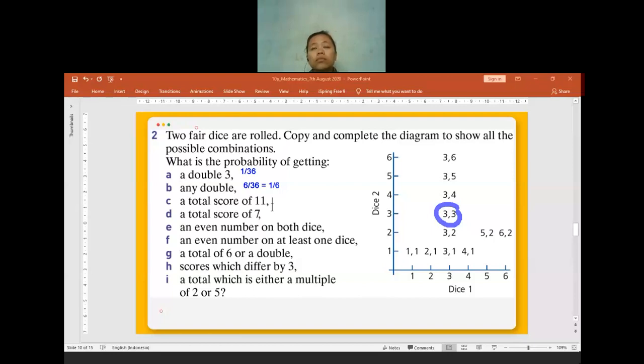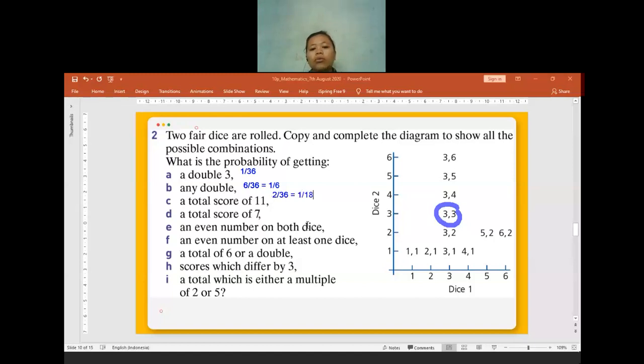Is it 3? How did you get 3? 5,6, then 6,5. Then, wait. Only two, yeah, only 2, right? 5,6 and also 6,5. There is no other option that we can make 11. That's why it will be 2 out of 36, or 1 per 18.